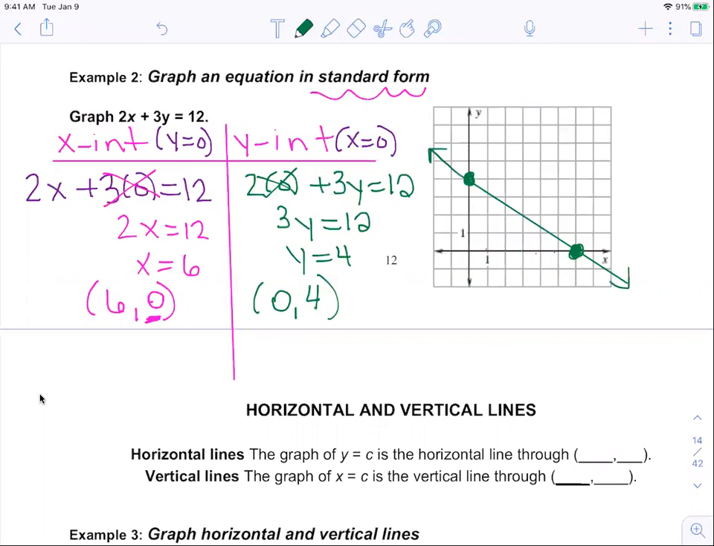Usually isn't the form that most people graph in. But we'll talk about finding x and y intercepts throughout the year. It's a pretty important concept. Questions?